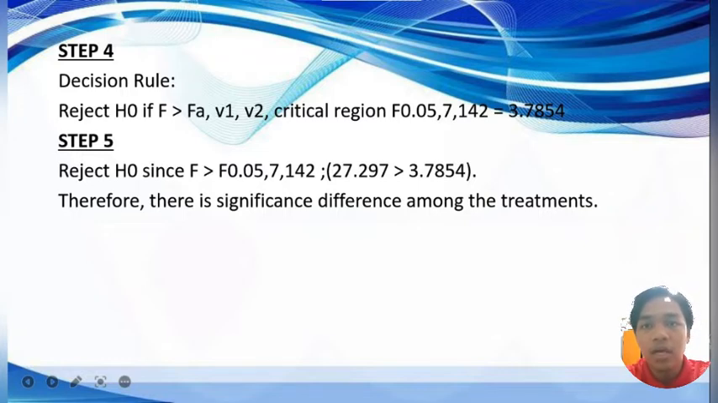Step 5, reject H0 since F is bigger than F 0.05, 1, 42, which is 27.297, bigger than 3.7854. Therefore, there is significant difference among the treatments.